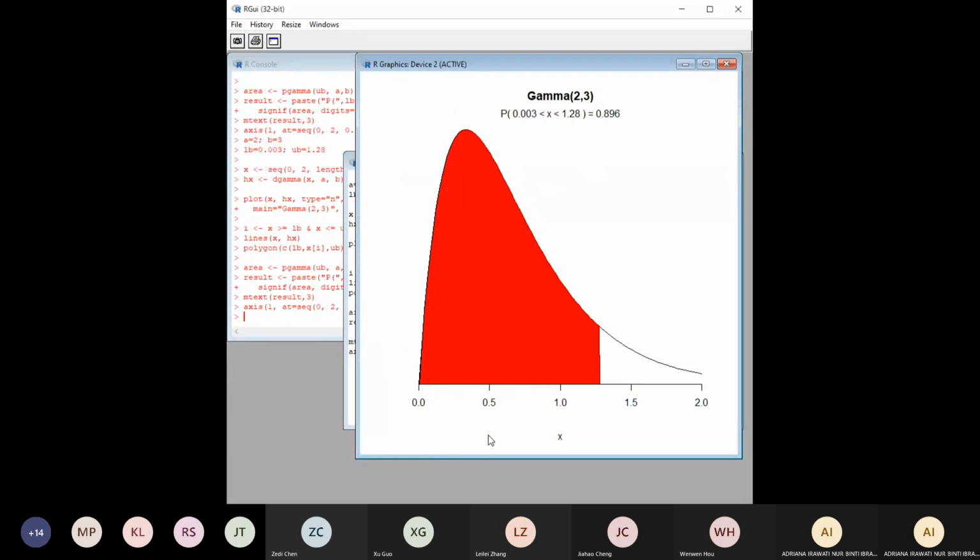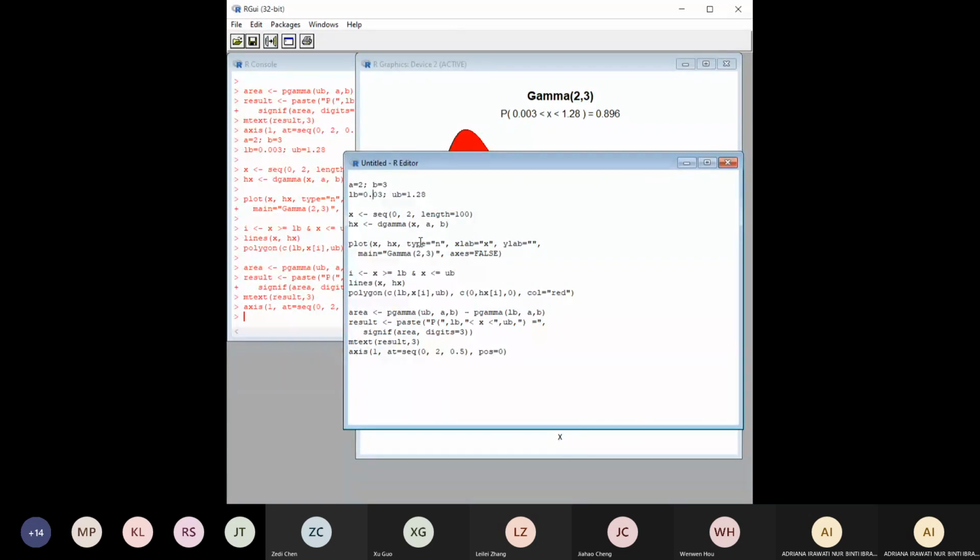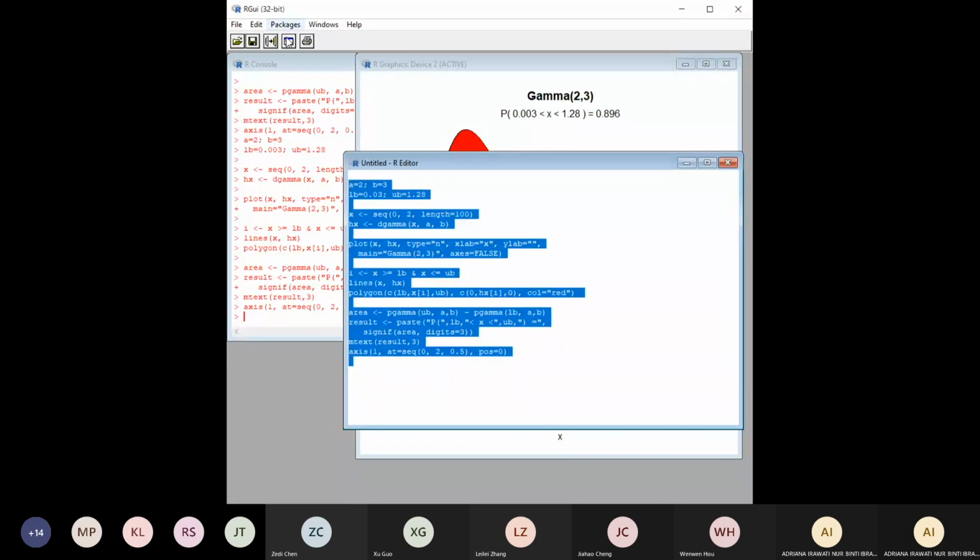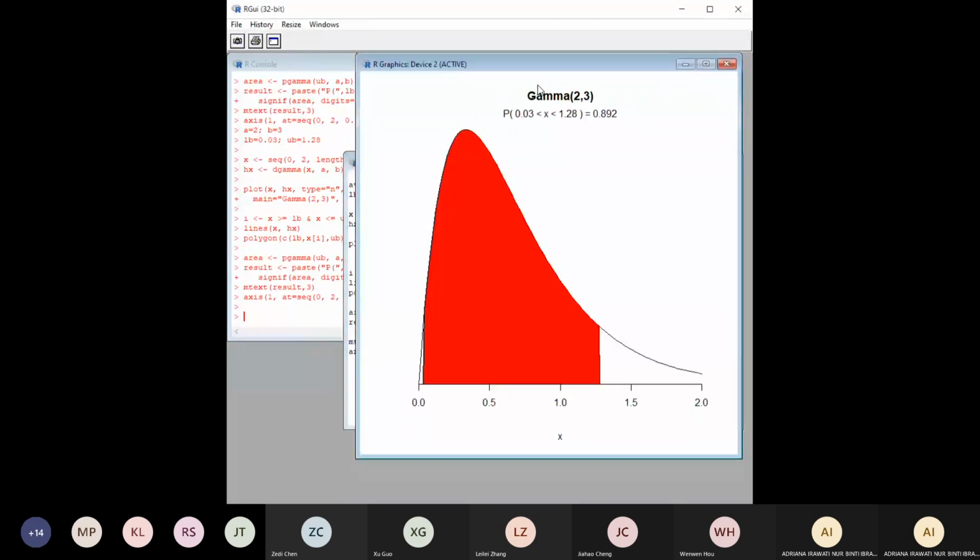So the area here you actually cannot see because it's close to 0. Oh, sorry, I actually doubled the 0.03. Okay, so there's a bit of area there. So you have 0.03 and 1.28, and this is close to 0.89. This is the closest that we can get to 90% area under the curve.